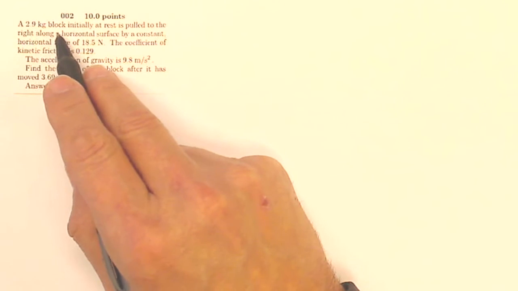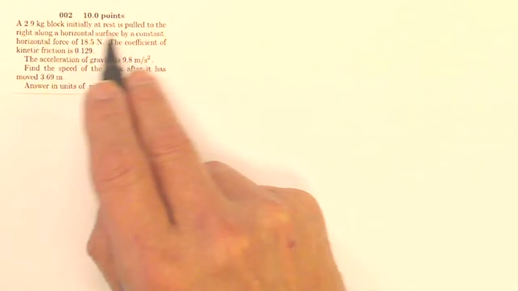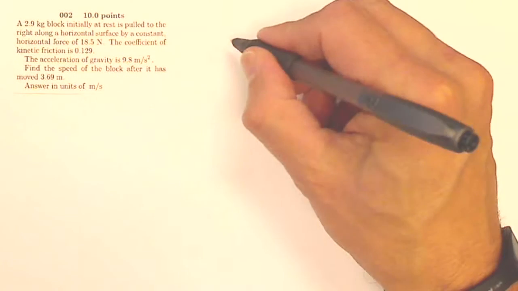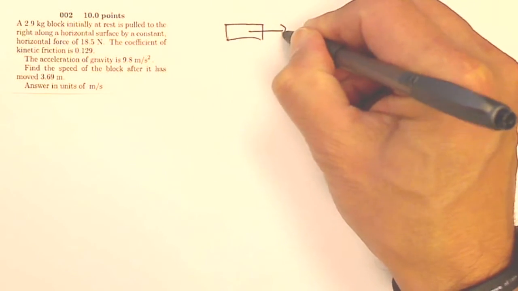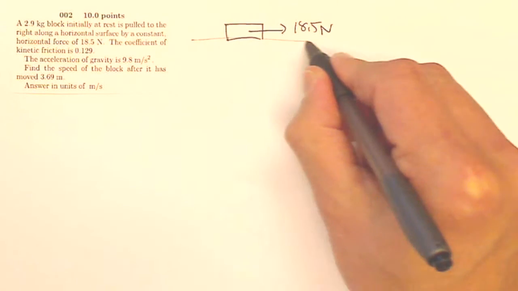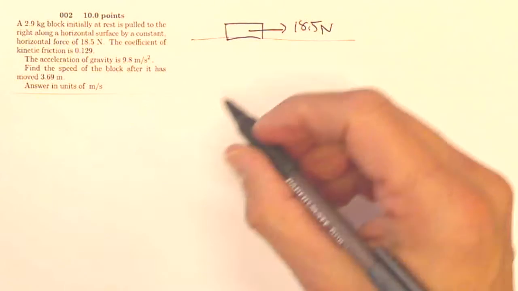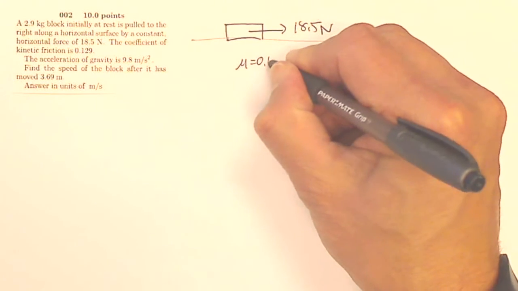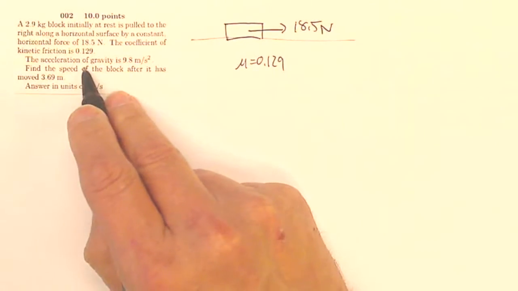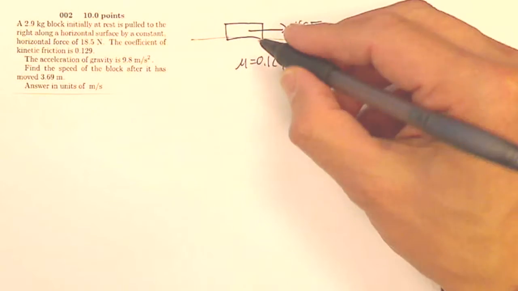A 2.9 kilogram block, initially at rest, is pulled to the right along a horizontal surface by a constant horizontal force of 18.5 newtons. So I've got a block, and I've got 18.5 newtons pulling in that direction. The coefficient of kinetic friction is 0.129, so my mu is 0.129. The acceleration of gravity is 9.8. Find the speed of the block after it has moved 3.69 meters.